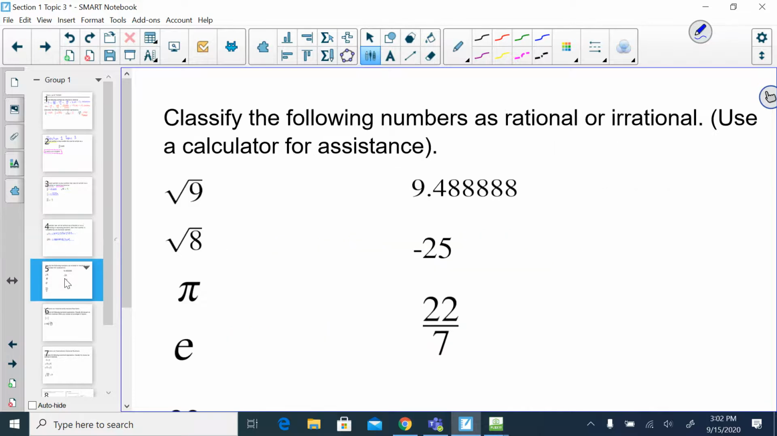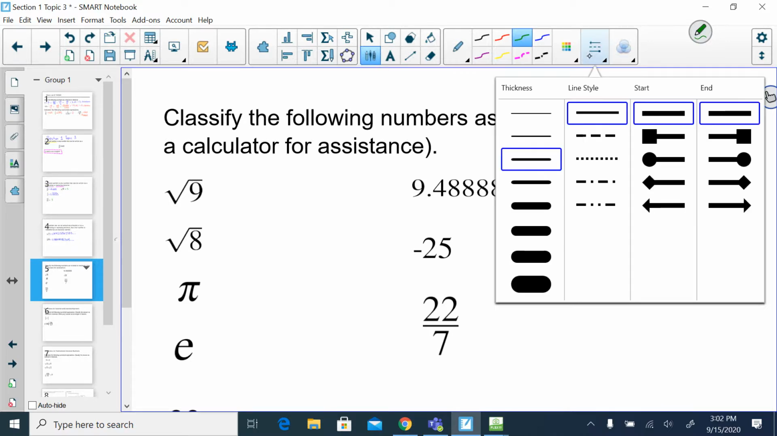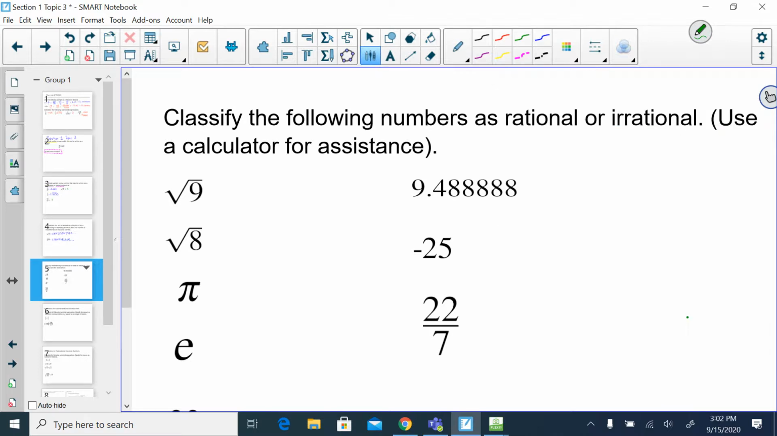Let's go with these right here. It says classify the following numbers as rational or irrational. Use your calculator for assistance. Square root of 9. Square root of 9 is going to be 3. So in that case, this is going to be a rational number.